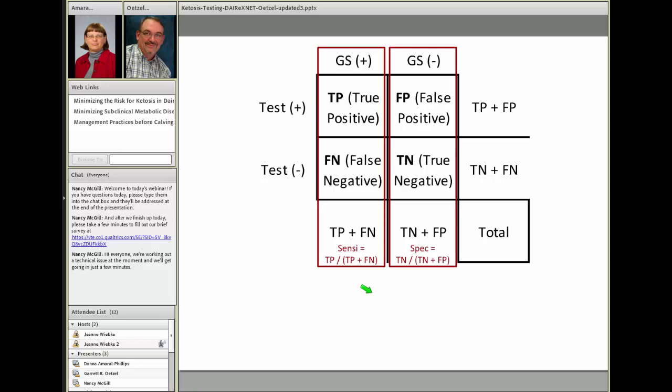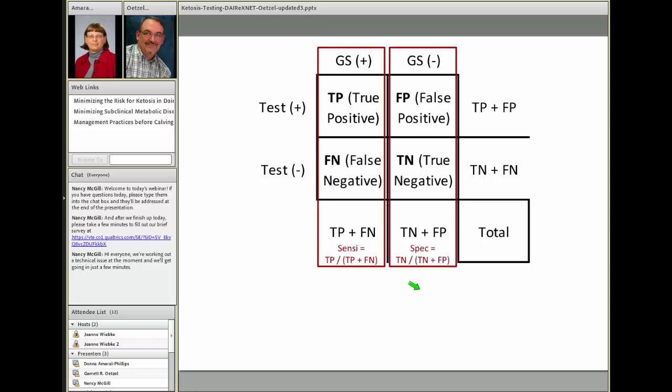If the cows are negative on the gold standard test, we would hope that our test, in fact, would have identified those as negatives. That would be our true negatives down here. Could have had some false positives. If we look at the relationship of the true negatives divided by the true negatives plus false positives, that's what we call specificity. Not as important with ketosis, because treating cows that don't need it isn't as big a deal as not treating cows that do need it.